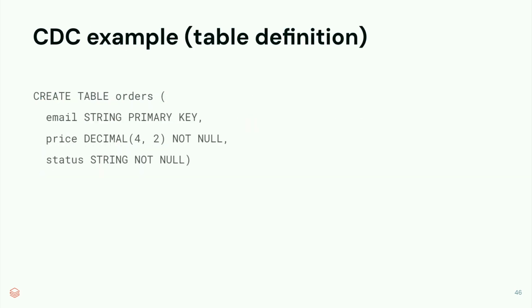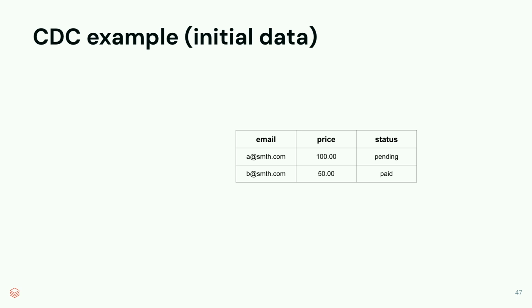This is something that's still being discussed in the community at a very early stage, but it will look something like this. So imagine you have a table called orders. There are 3 columns: email, price, and status. And let's assume there are just 2 records in that table. This is our initial state. There is record A that's pending, and there's record B with status paid.